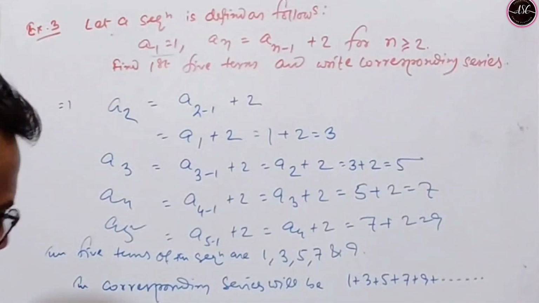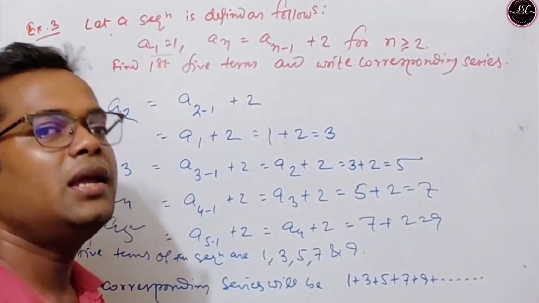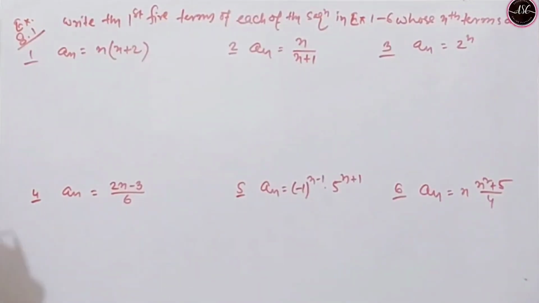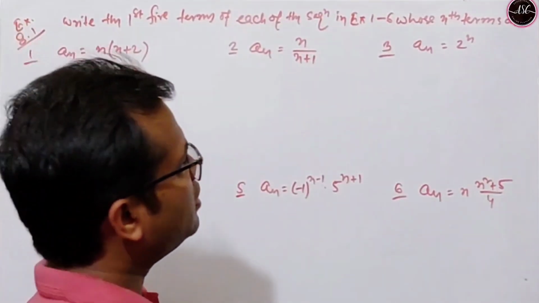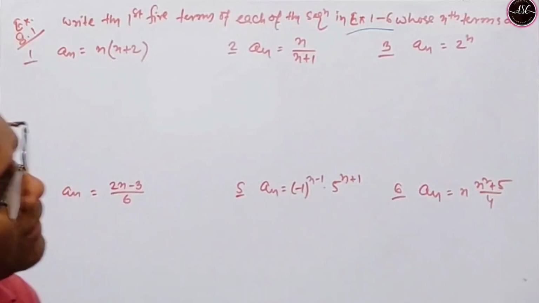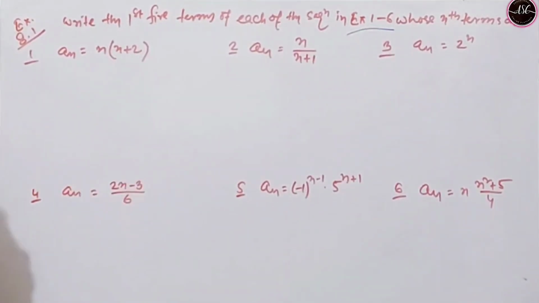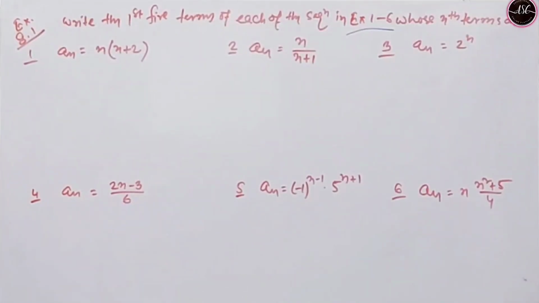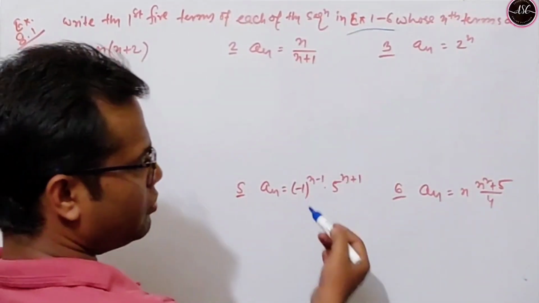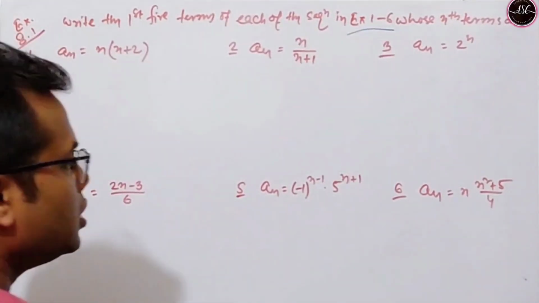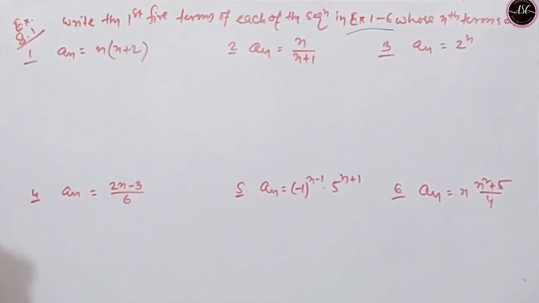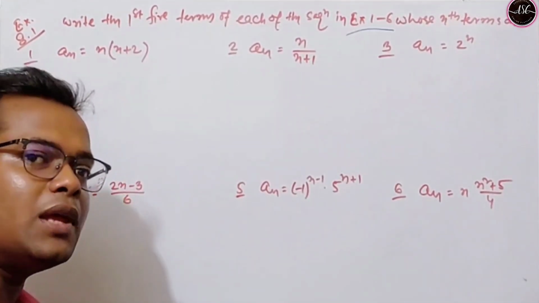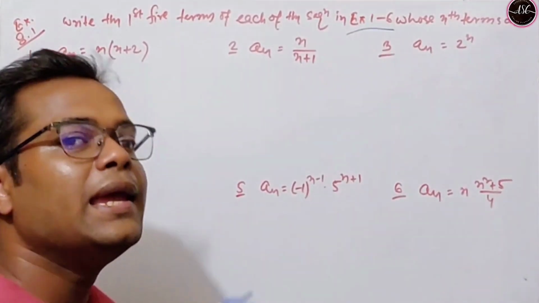Okay. Now we will do exercise number 8.1 of your NCERT textbook. Just look at this question. Write the first 5 terms of each of the sequences in exercises 1 to 6 whose nth terms are: a_n = n(n+2), a_n = n/(n+1), a_n = 2^n, a_n = (2n-3)/6, a_n = (-1)^(n-1) 5^(n+1), and a_n = n(n^2+5)/4. So we just have to find the first 5 terms, that means a1, a2, a3, a4, a5.